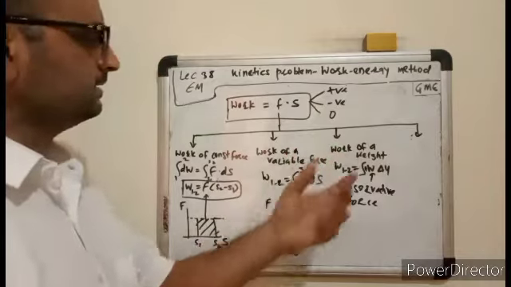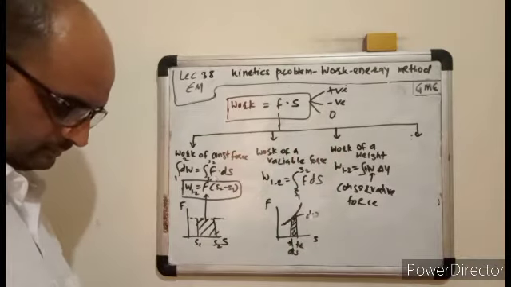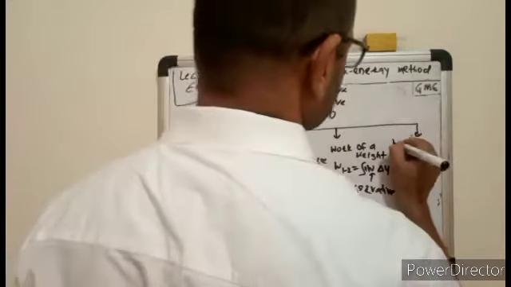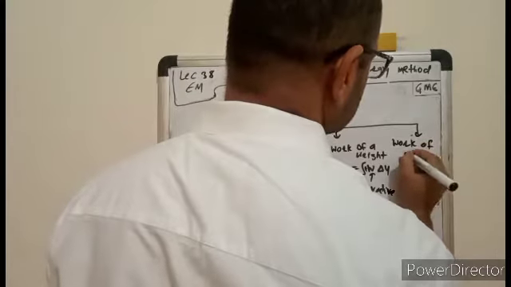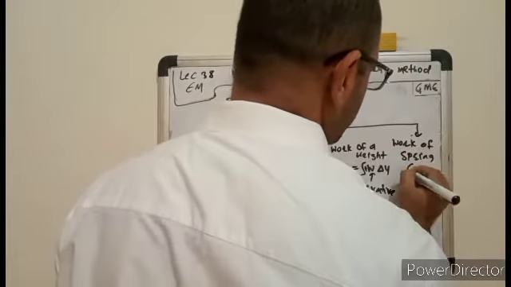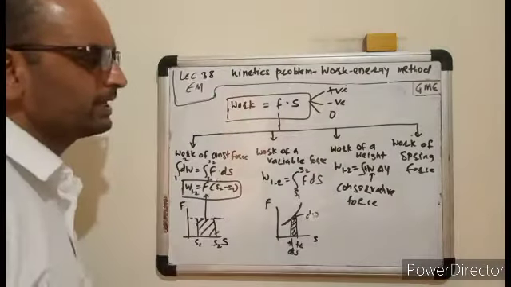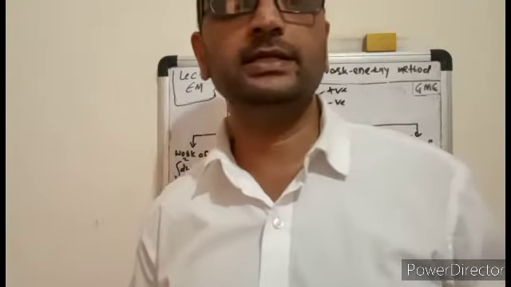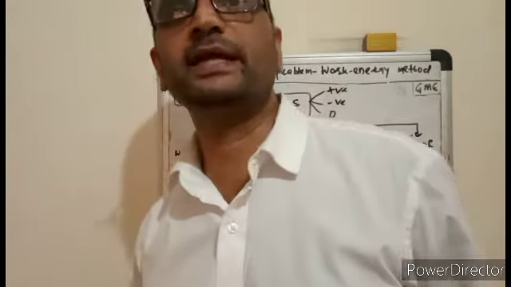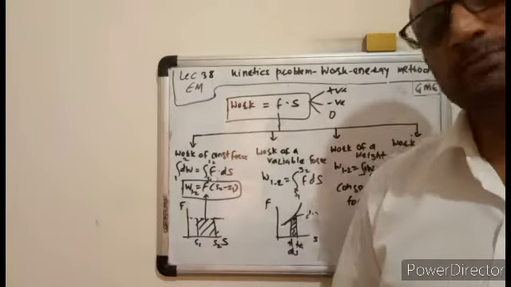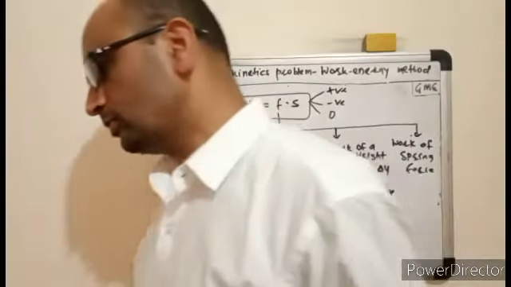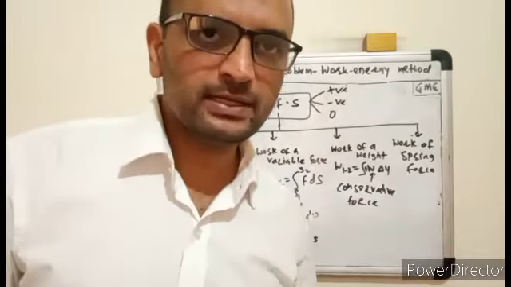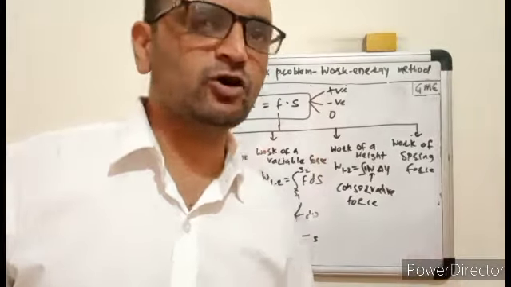Then the last is work of a spring force. See, a spring can also do work, right? Because when you press the spring, there is a capacity, energy can be stored in the spring. If the energy is there, then there is a force. It is able to store this potential energy, which is half kx squared, where x is the displacement and k is the spring constant.